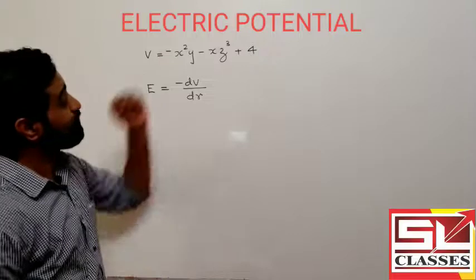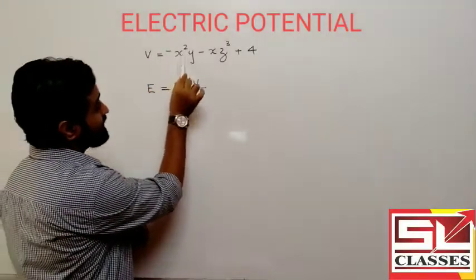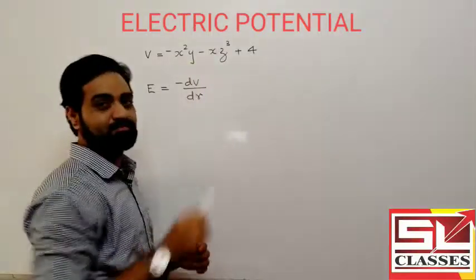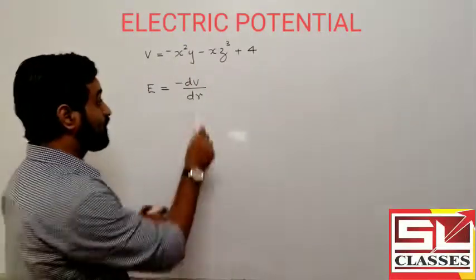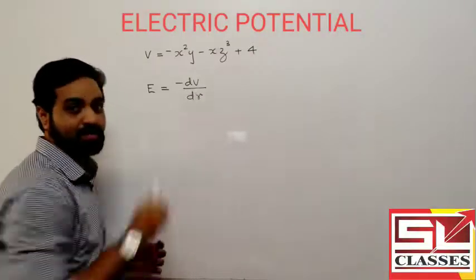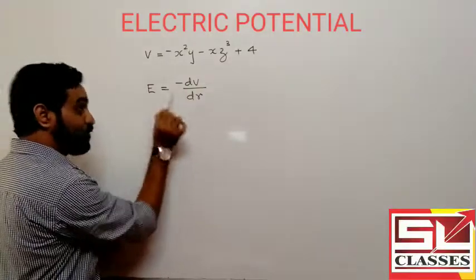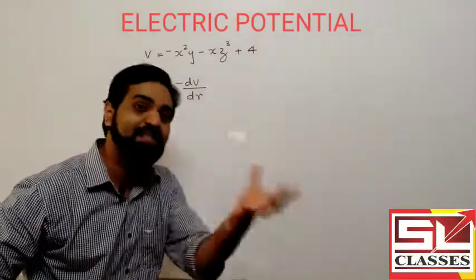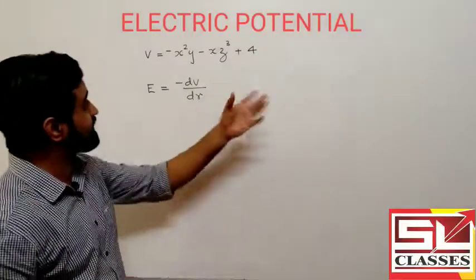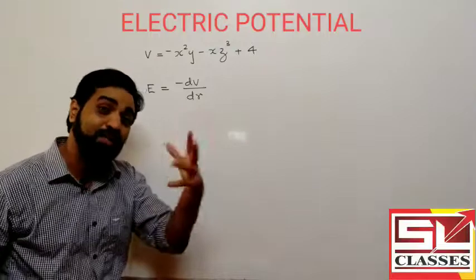But here the difference is, the potential is given as a function of x, y and z. There are three variables x, y and z, not only one variable r. If there is only one variable, we can do the problem using this equation, minus of dV by dr, where r is the distance given. But here the distances are x, y and z. There are three variables, or three coordinates.